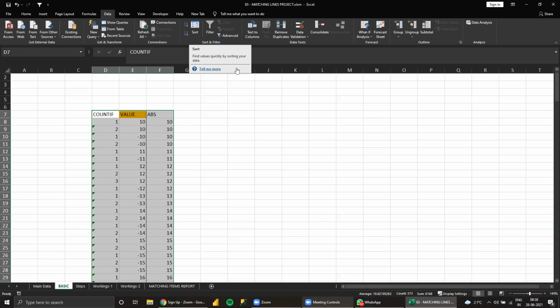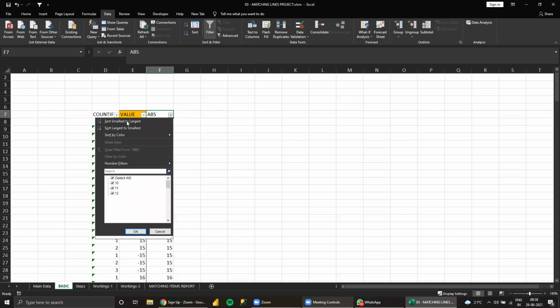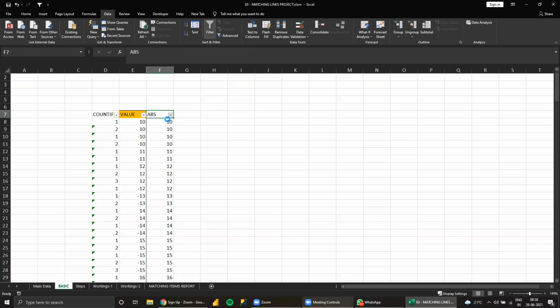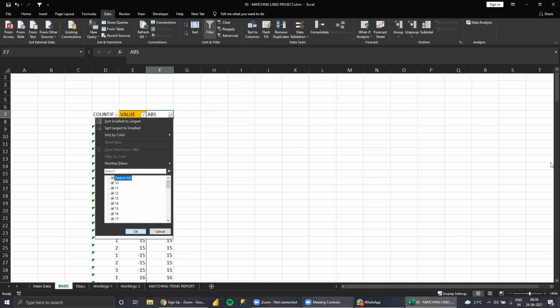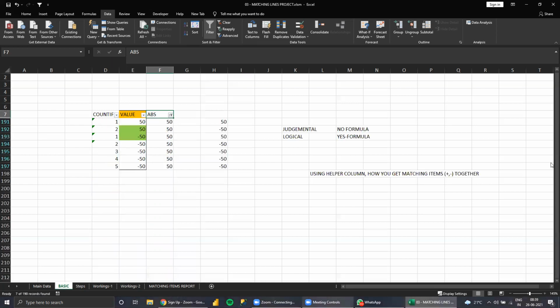Please, for this, together we should sort. The reason is, suppose I sort this first, then I will check the value 50. We see like this, right? So suppose we sort this, then.